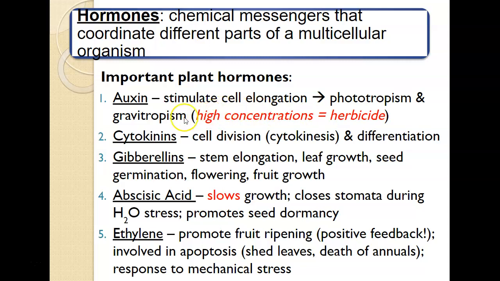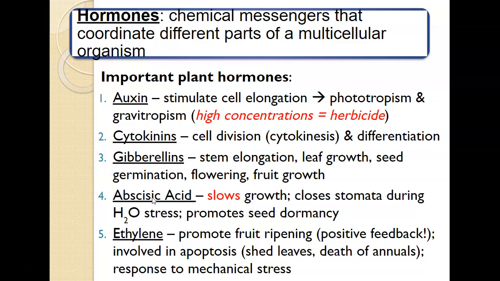There are also other categories like cytokinins, which cause cell division, or cytokinesis, so they increase that. Gibberellins are growth hormones. They trigger fruit growth, which is the main thing they're used for. They're used by farmers a lot of times to increase fruit size.